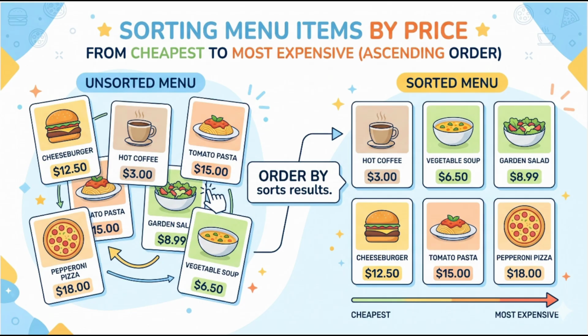Now, suppose we want to arrange the menu items by price. Maybe the restaurant manager wants to see the cheapest item first. Or maybe they want to see the most expensive item first. For this, SQL uses ORDER BY. ORDER BY sorts the results based on the conditions that the user or the database manager has given.